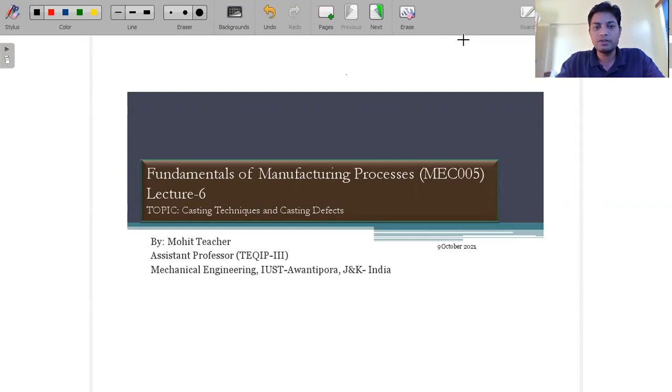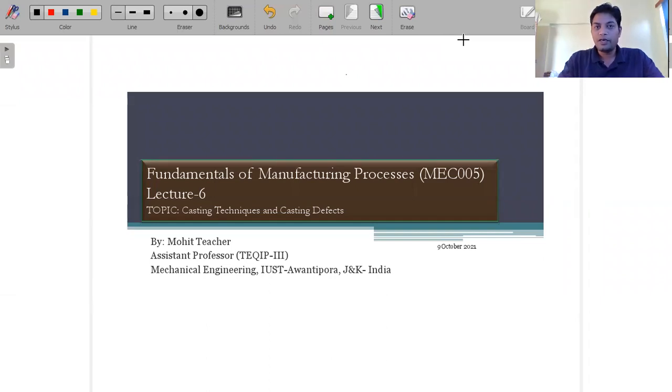Apart from that, we also discussed the different types of allowances: the draft or taper, distortion and camber, and the warping allowances. After that, we discussed the basic principles that we have to use, in the last class.